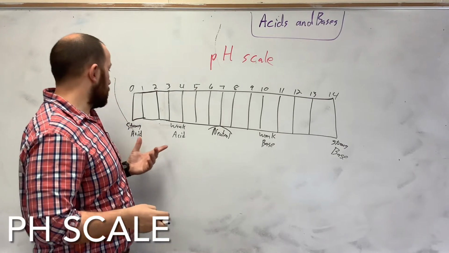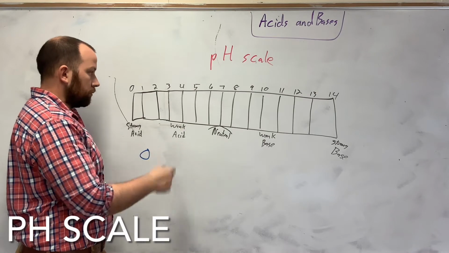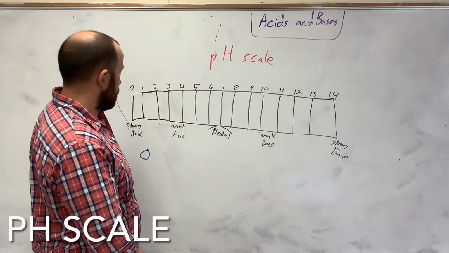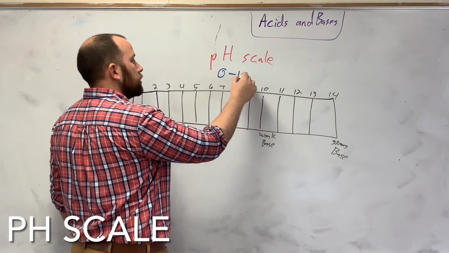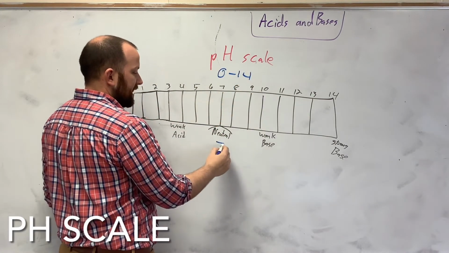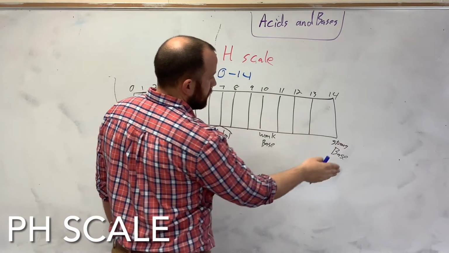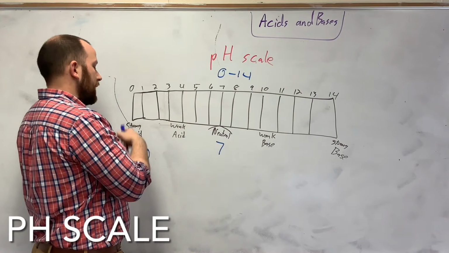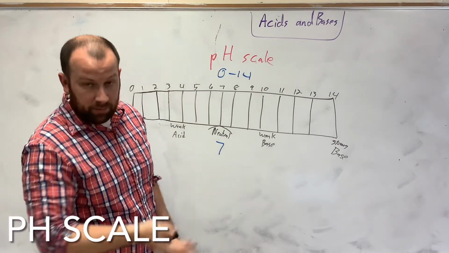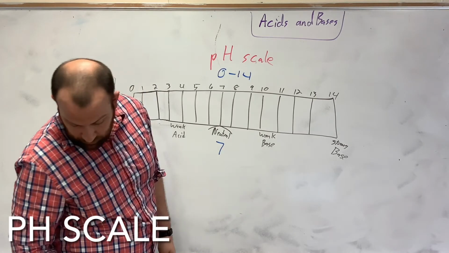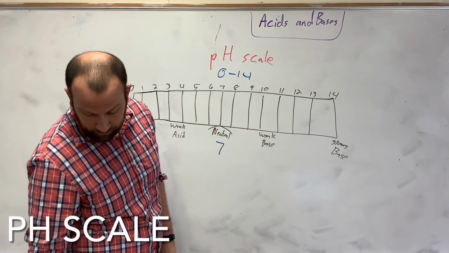As I've written it out, a strong acid on the pH scale would be at 0. A strong base would be at 14. So the scale goes from 0 to 14. Neutral is at 7. So anything 7 and up is some sort of base. Anything 7 and down is an acid, basically. And that's the pH scale. It just indicates the hydronium ion concentration of a substance.